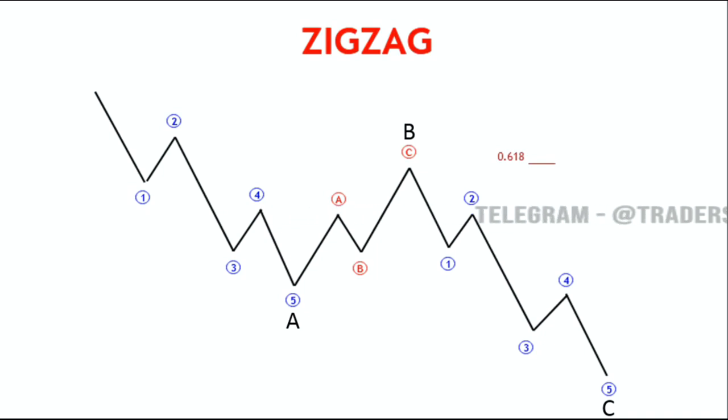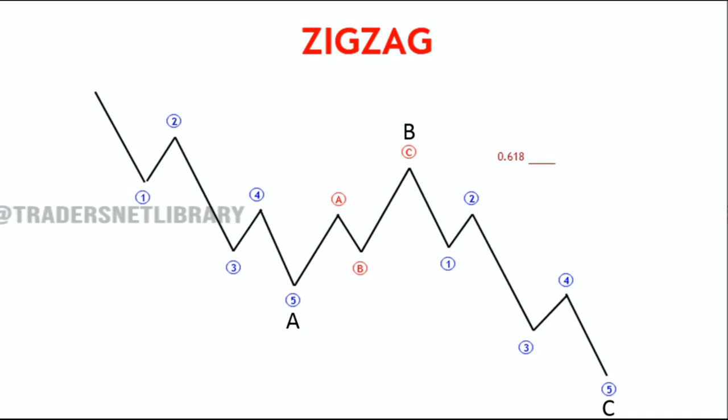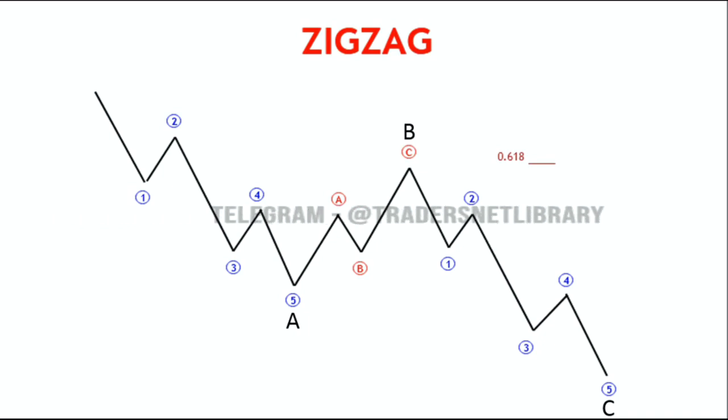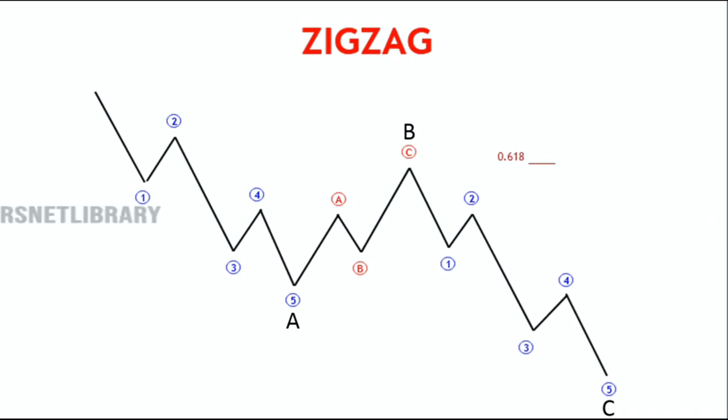If wave C has an impulse trending pattern with a structure of 5-3-5-3-5, it should not break the trend line drawn from points 0 and 2. But if our C wave has an impulse terminal structure with a structure of 3-3-3-3-3, it can break the trend line drawn from points 0 and B.